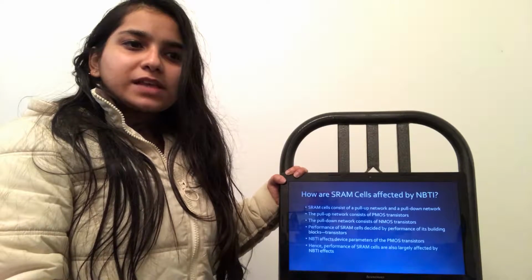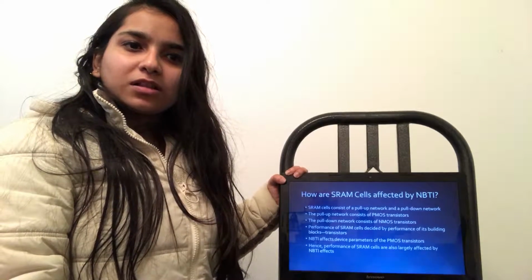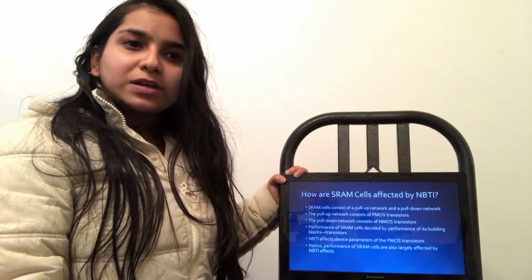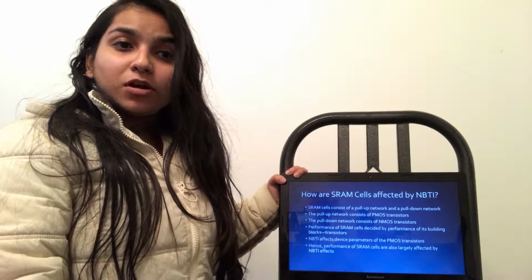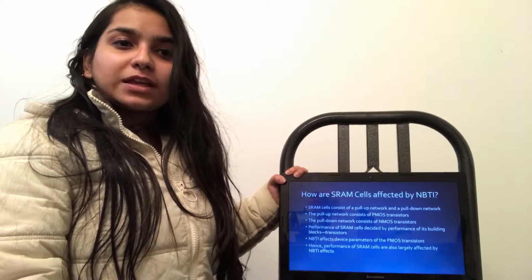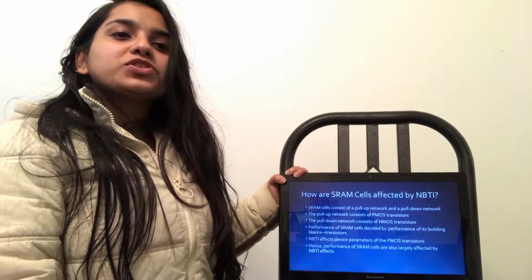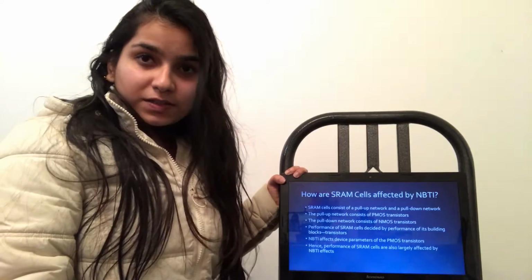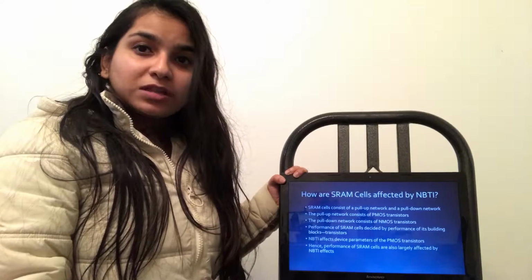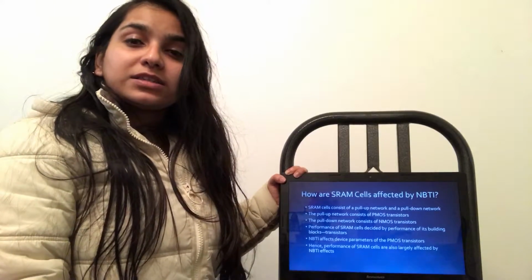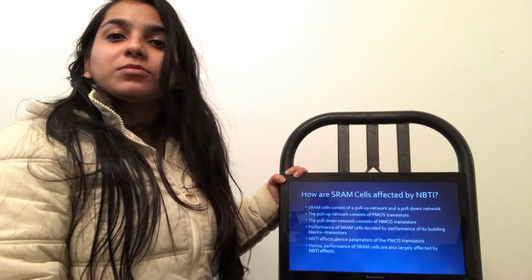So why does NBTI affect the SRAM cell? Now, as I mentioned, the fundamental building blocks of the cell are PMOS and NMOS transistors. So any degradation which is affecting the building blocks at the device parameter level is bound to affect the SRAM performance and reliability.